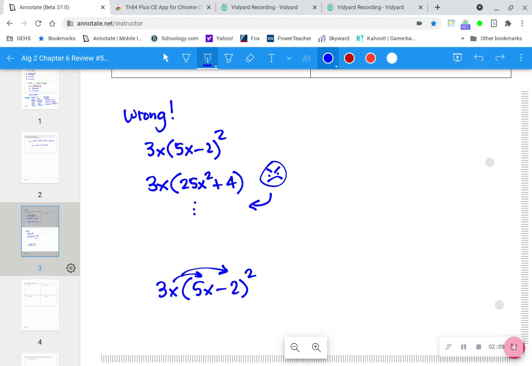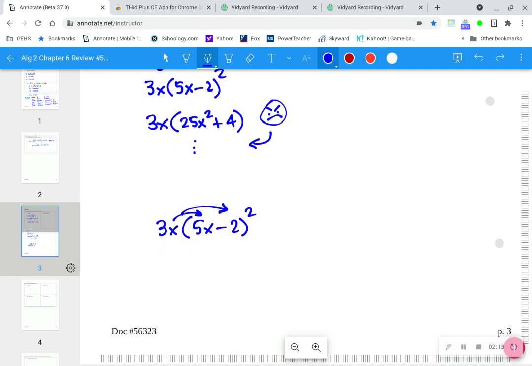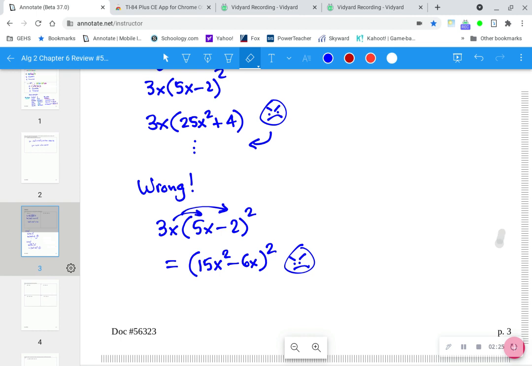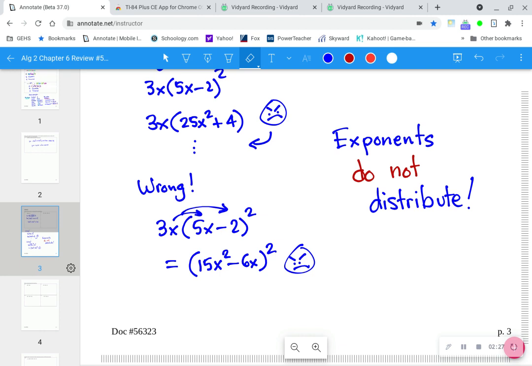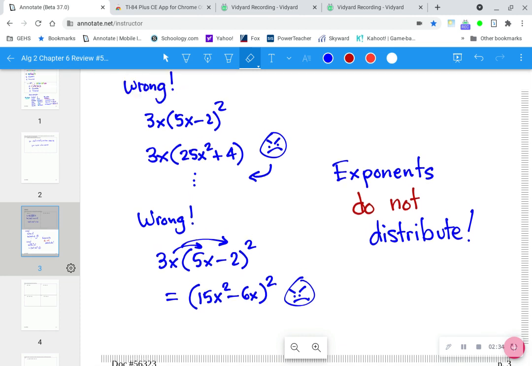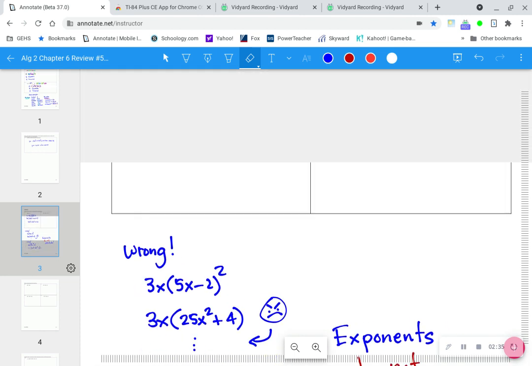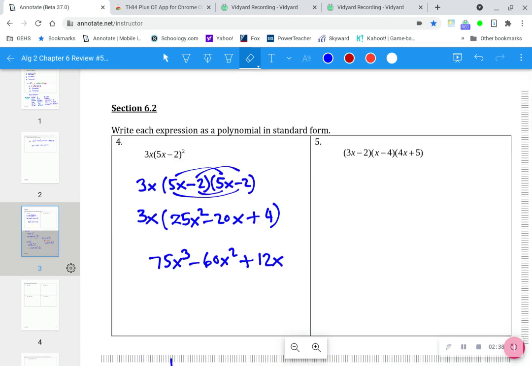Okay, other people will try to distribute underneath the exponent. And if you try to do that, your answer would look like this, and you've messed it up again. You can't distribute underneath an exponent either. So just think of it this way. Exponents don't distribute. Okay? You'll avoid one of the most common mistakes in algebra across the whole world, actually, but certainly in the United States.